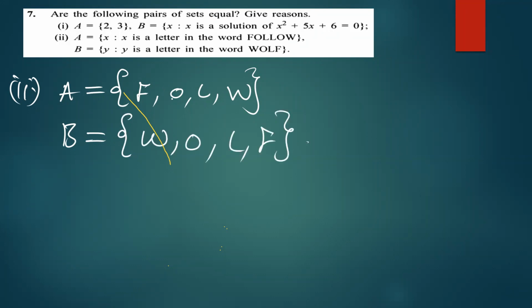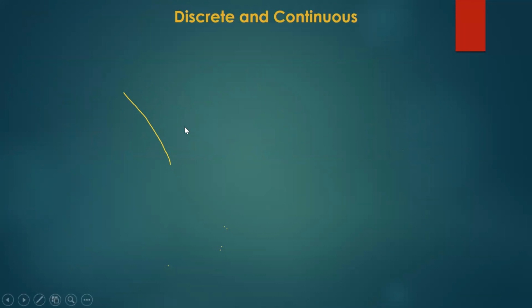So we can try to compare the 2 sets. Do we have F there? Yes, we have F there. Do we have W? We have W. Do we have O? We have O. We have L? We have L. So meaning set A is equal to set B because it consists of the same elements. Okay, let's quickly move on.